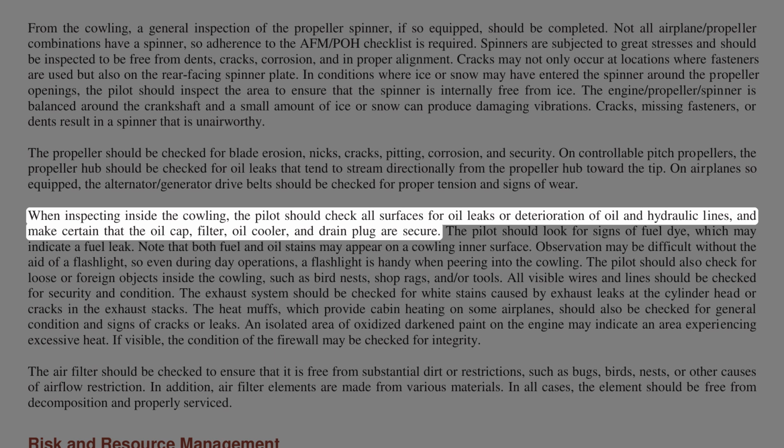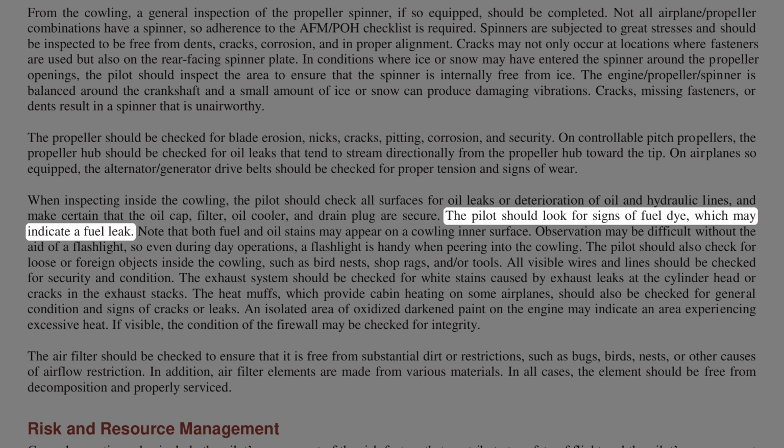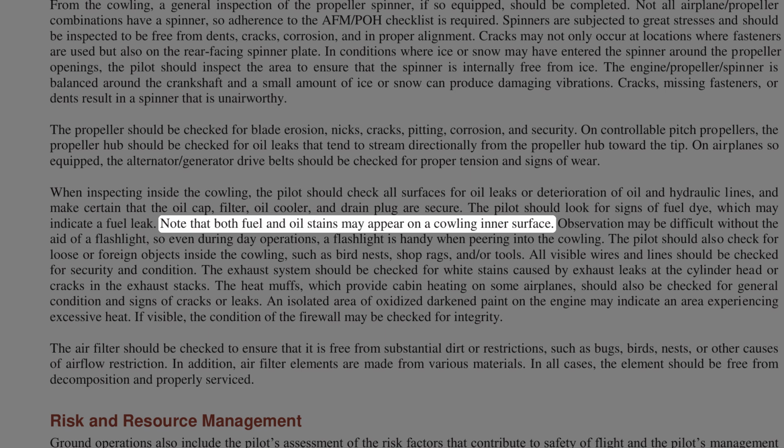When inspecting inside the cowling, the pilot should check all surfaces for oil leaks or deterioration of oil and hydraulic lines, and make certain that the oil cap, filter, oil cooler, and drain plug are secure. The pilot should look for signs of fuel dye, which may indicate a fuel leak. Note that both fuel and oil stains may appear on a cowling inner surface.